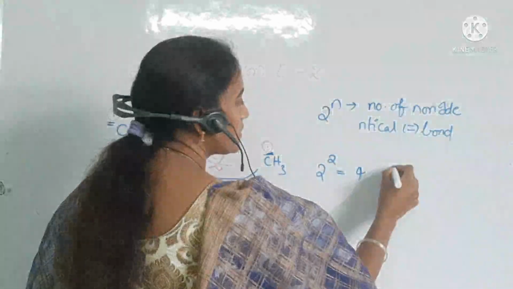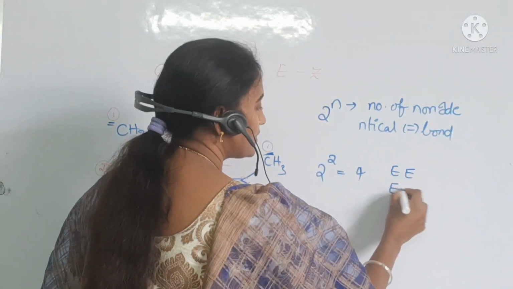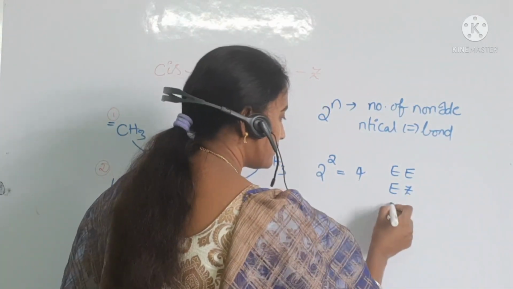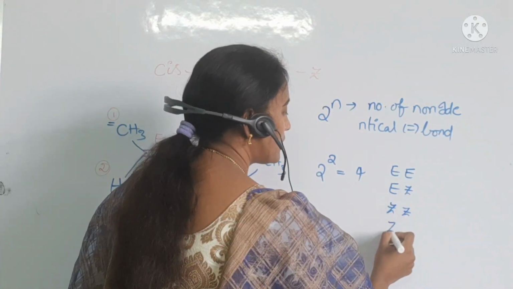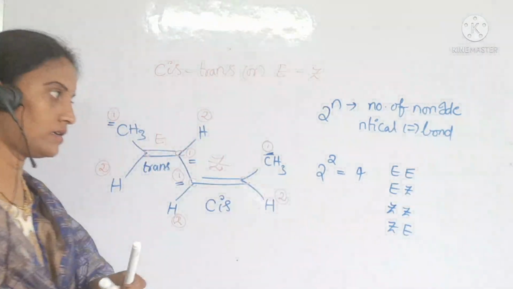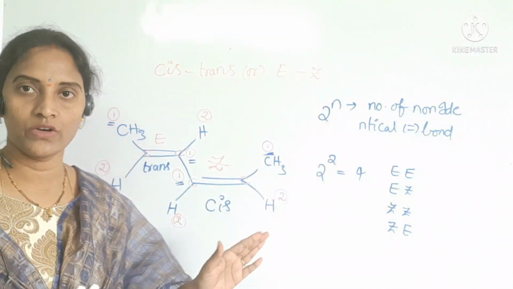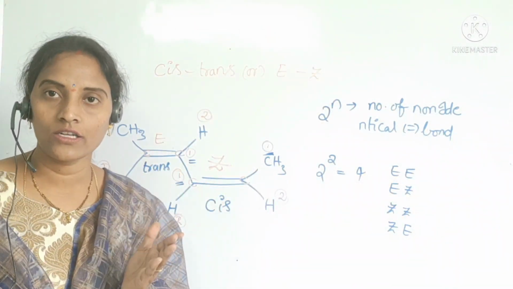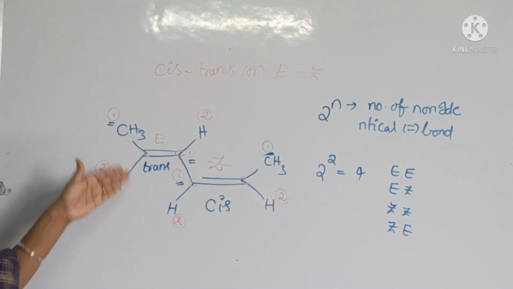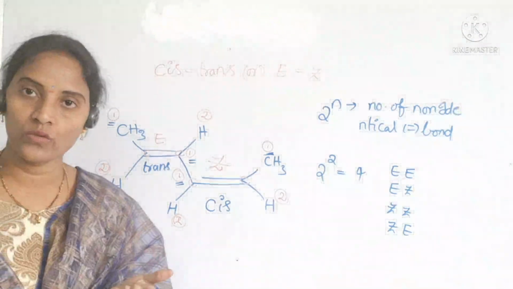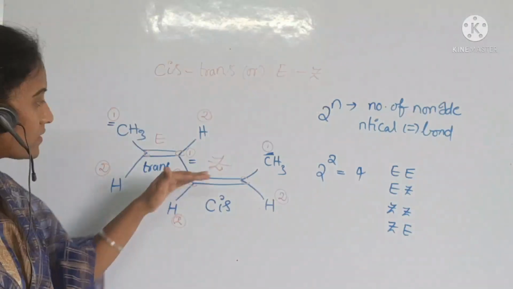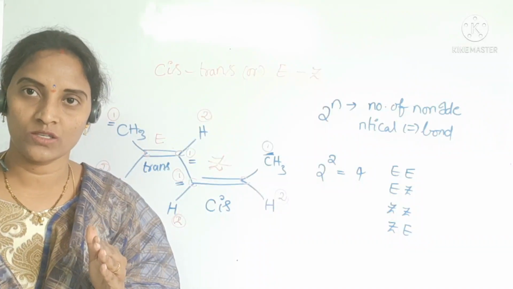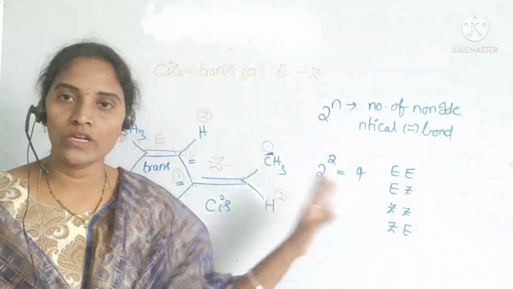Those isomers are nothing but EE, EZ. Next one is ZZ. Another one is ZE. These are the 4 isomers, students. To get that, see here, you can exchange these two groups. At that time you will get one isomer. After that you can exchange these two groups. At that time you will get one more isomer. Here you can flip this molecule, and at that time one more isomer. Then you will get 4 isomers.